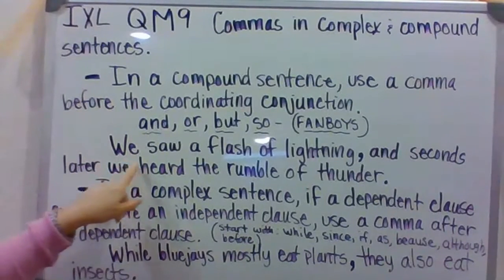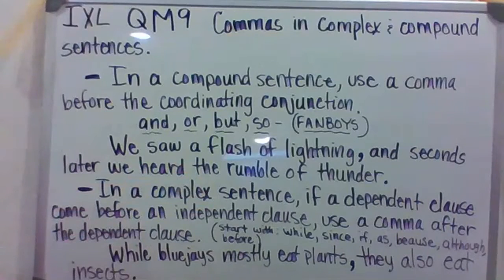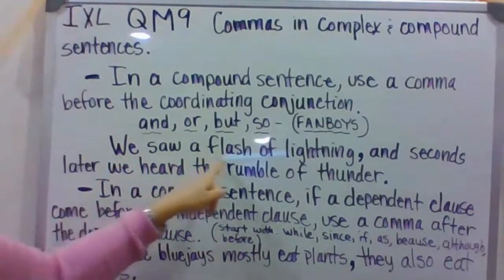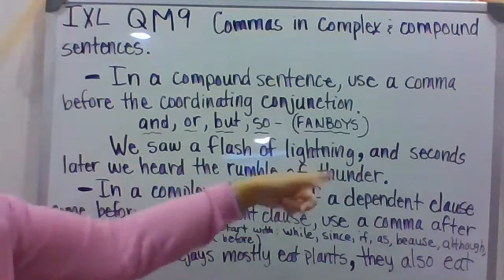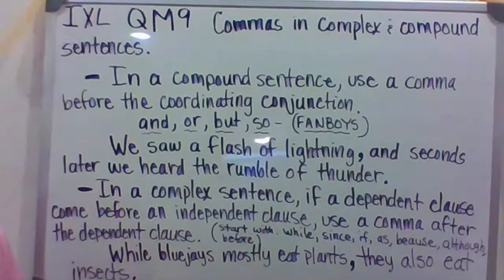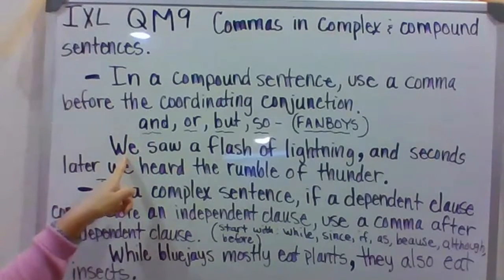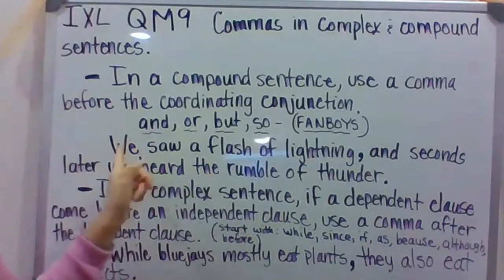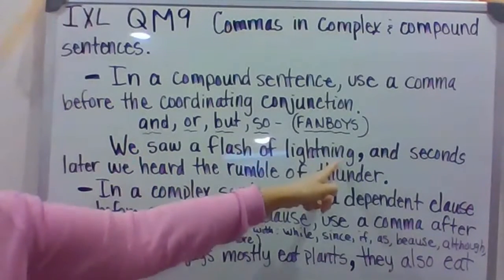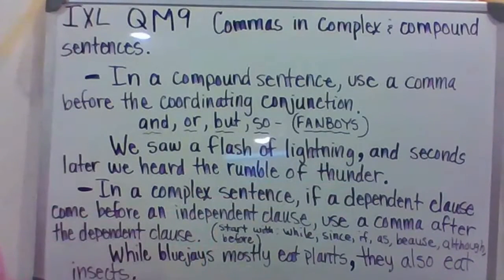It says, we saw a flash of lightning, and seconds later we heard the rumble of thunder. Now, if you look at this first section before the comma that I've placed, we saw a flash of lightning. Is that a complete sentence? Is it good to go just the way it is? Hopefully you're recognizing, yes, that is a good sentence. We saw a flash of lightning. We is the subject, and what did we do? Saw. That's the verb, so subject, predicate. We saw a flash of lightning. Okay, so that's basically a good sentence all by itself.